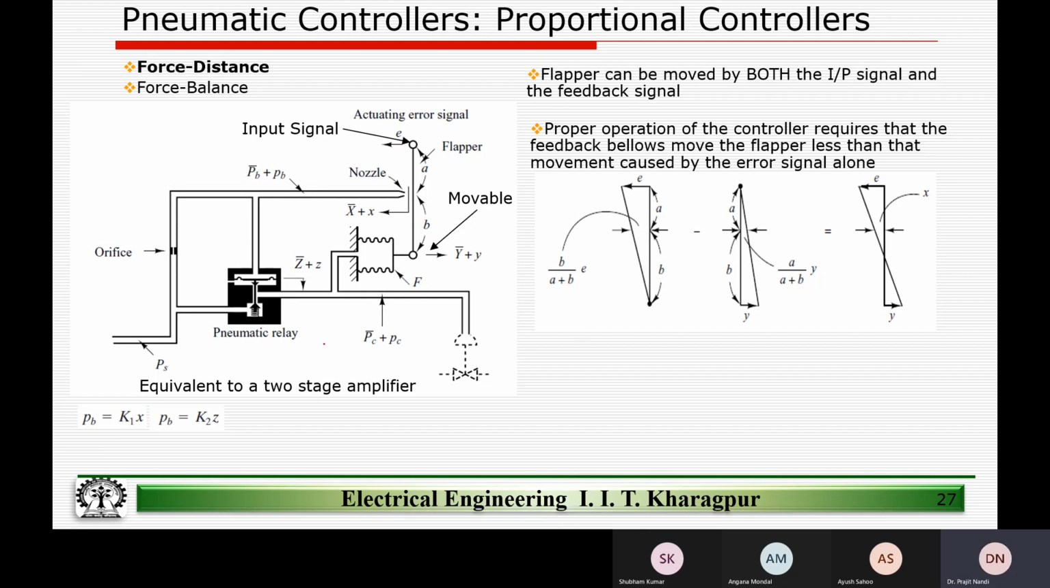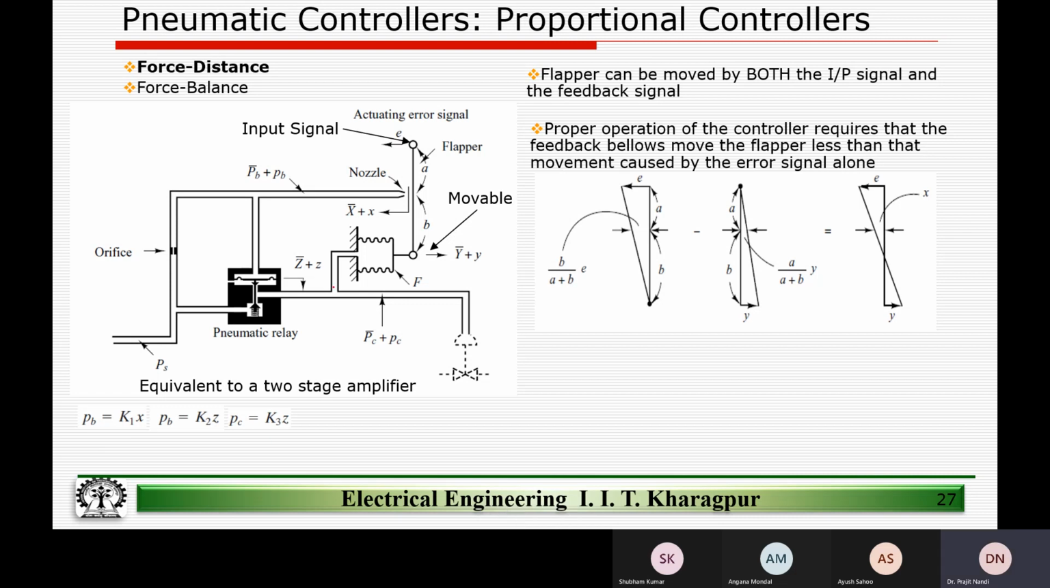And so PB is equal to, also, for this movement, X movement is this, and this PB is also a function of Z here, because if this guy is moving, there will be a change in the pressure here. So let's assume there is a linear relationship between this pneumatic relay, the change in the pressure caused by the movement in this pneumatic relay, and that is proportional to Z.